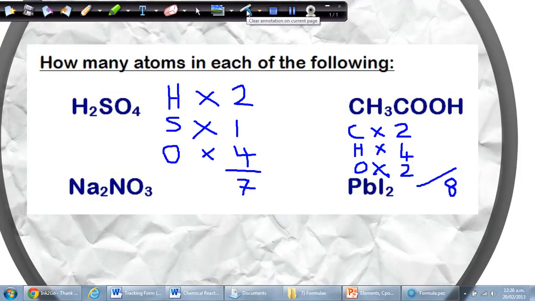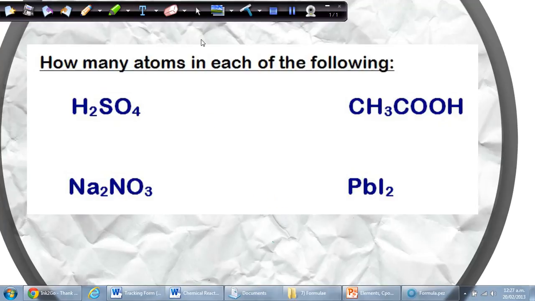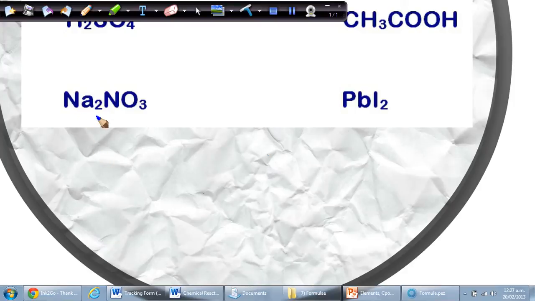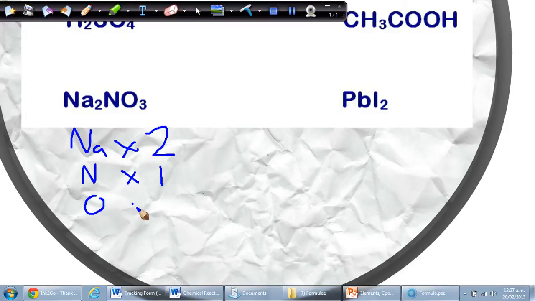Okay, alright, let me clear those ones. Going on to the next example, guys. These ones down here, Na2NO3. Sodium, we've got 2 sodiums. Nitrogen, N, we've only got 1 of those. And O, oxygen, how many of those we got? 3. Okay, add that all up. 2, 1, and 3 is 6. We've got 6 atoms total in there.